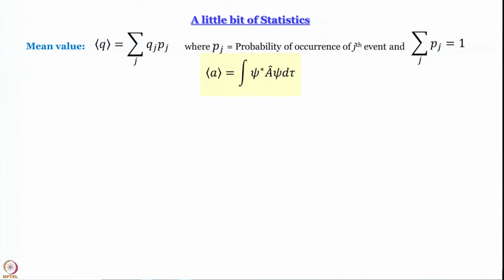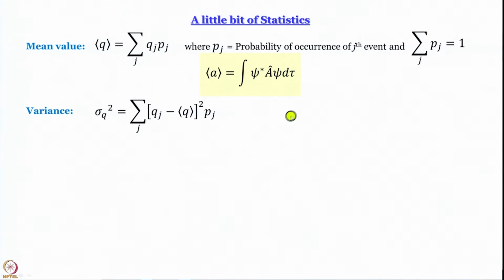Let us move on. Right now we are concerned not only with the mean value, but also with the uncertainty. So, what is the meaning of uncertainty? Uncertainty is represented by a statistical quantity called standard deviation. But to arrive at standard deviation, it is better to talk about what is called variance first.